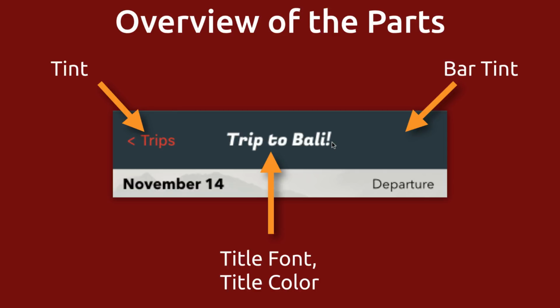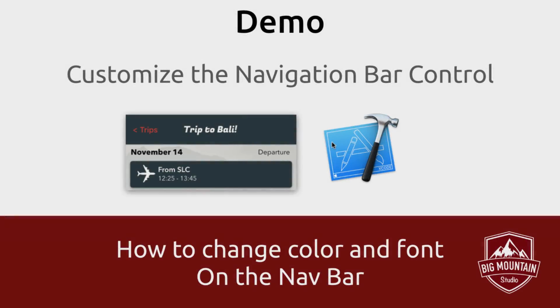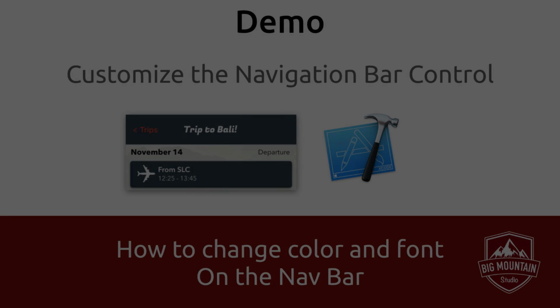Now we had the tint color that the nav bar will be using, and that's for the back button there. And that background color for the nav bar itself is called the bar tint, which is kind of weird, having that word tint in there, because usually we associate that with the color that you can interact with. But this is called the bar tint, which is like the background color. And then we're going to be customizing the title font and the title color of the nav bar. Okay, so let's head into our project and get to work customizing this nav bar.